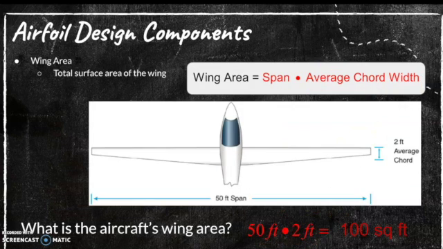So now let's look at wing area. Wing area is the total surface area of the wing, and we calculate it by multiplying the span by the average chord width. In this example, we have a 2-foot average chord width and a 50-foot span. That means that we have 100 square feet in our wing surface area.